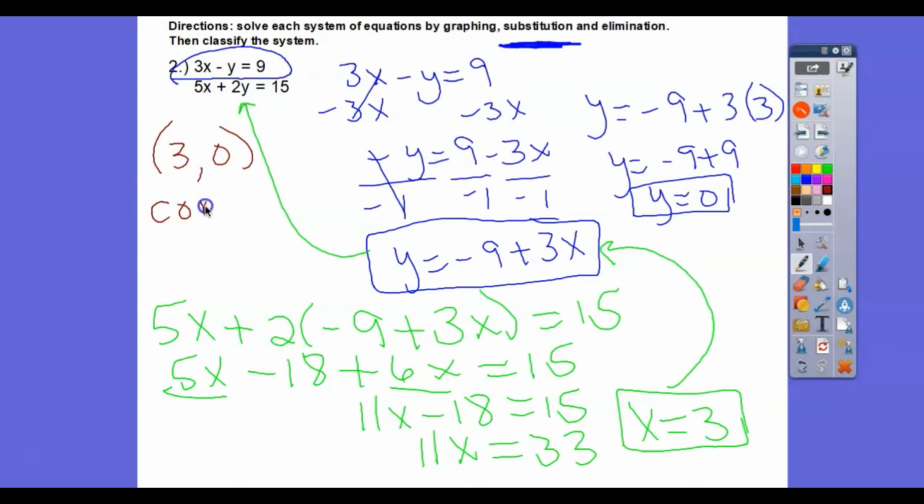And we call this system consistent and independent because there's exactly one solution. And like we did before, the way for you to check to see if (3, 0) actually works is to plug it back into this equation. And notice we got exactly the same answer as we did when we graphed it.